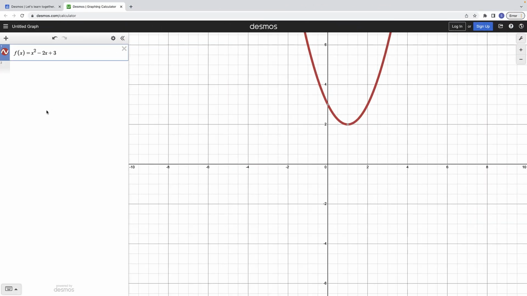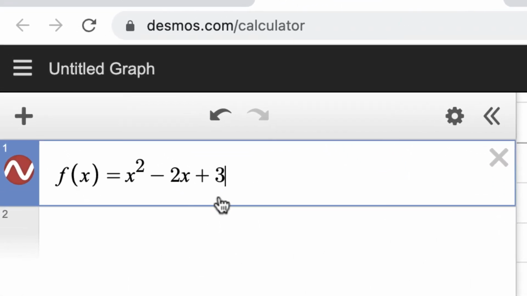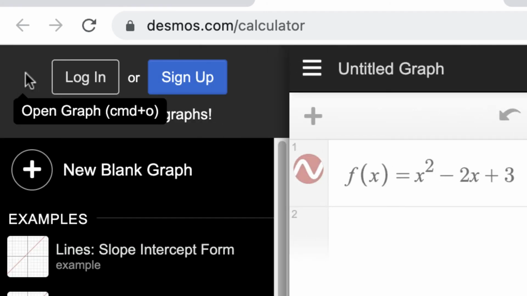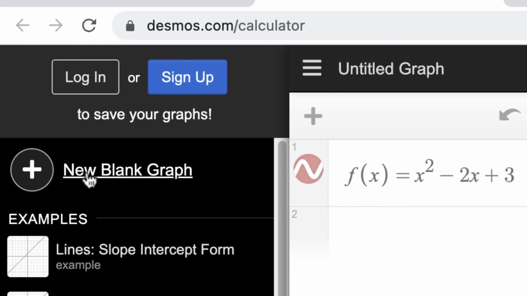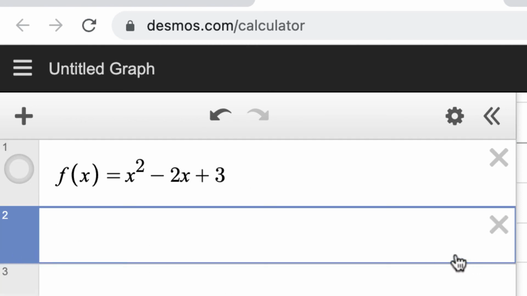Returning back to our Desmos graphs, there's a couple things you could do. You could go up and just edit your first function. You could click on the 3 lines in the upper left-hand corner and then open a new blank graph. Or you could temporarily toggle off the graph of our first function, click into the second cell, and then add your new function to the second cell.